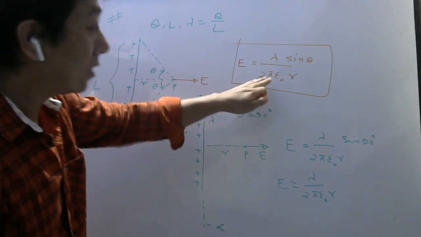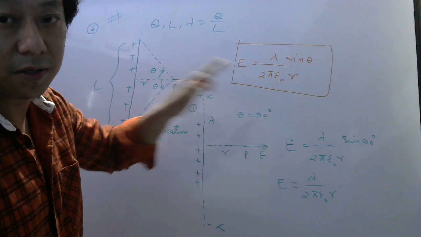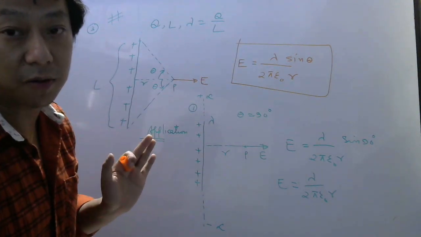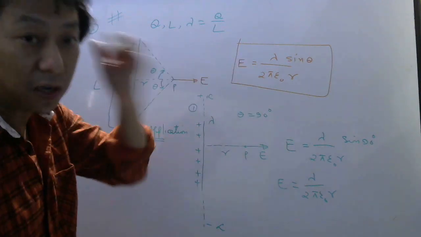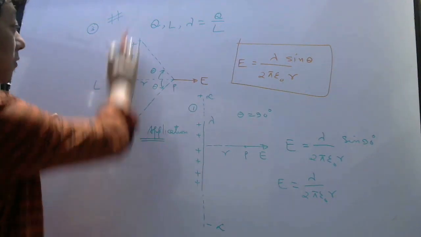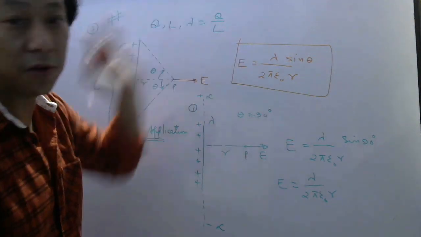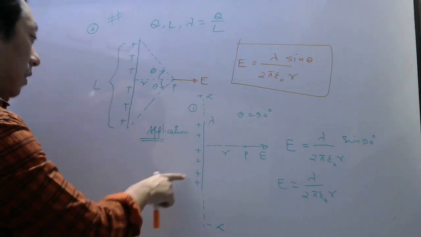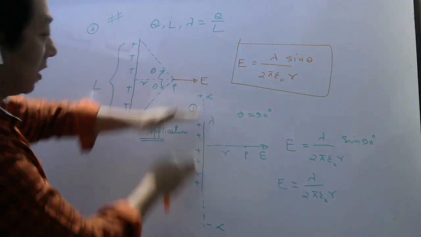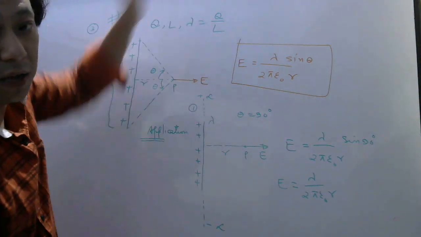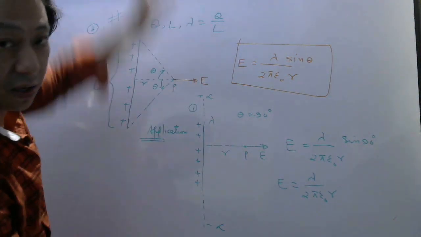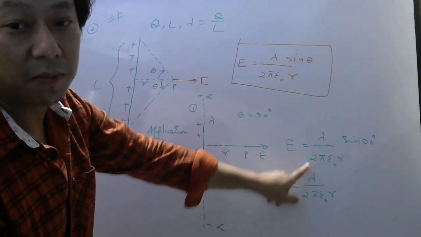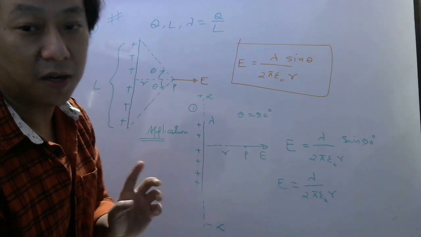Please write this formula 10 times, 20 times in a notebook with this diagram. Without the diagram, there is no use of writing the formula. If you write it with the diagram, then you will know that for this kind of distribution of charge, this is the formula for electric field. And what if that line charge is an infinitely long line charge? If it is infinitely long, then this theta will be 90, so the answer will become lambda divided by 2 pi epsilon naught r.